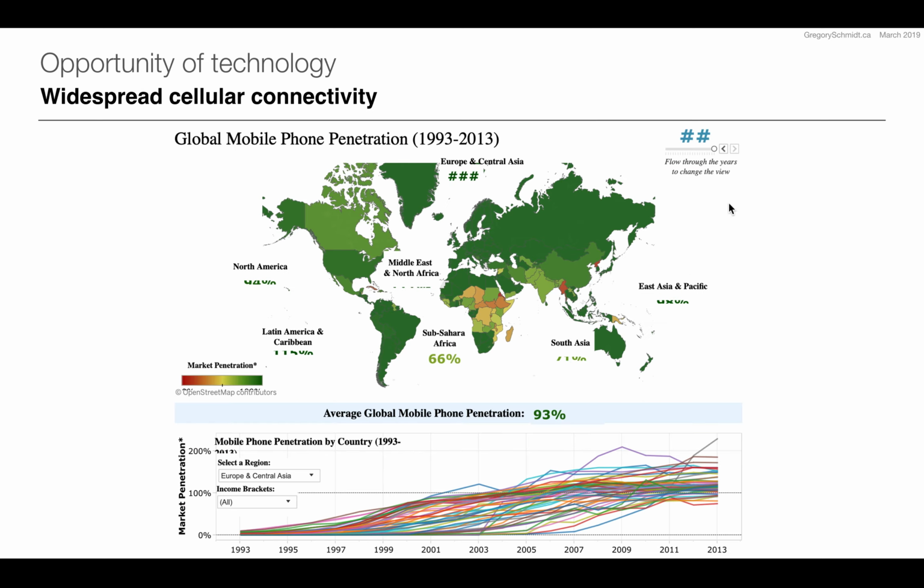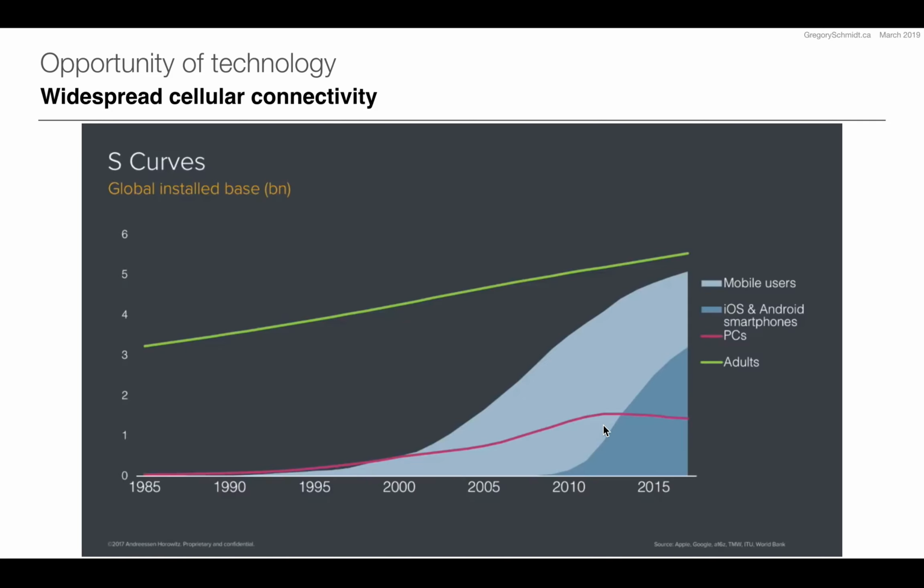We see the same with widespread cellular connectivity, with high global penetration, according to this study, estimating 93%. And you can look at the data on this graph as well, showing the total number of adults in the world and the total number of mobile users, something which just a few decades ago was essentially zero and has now dramatically, almost entirely reached 100%.